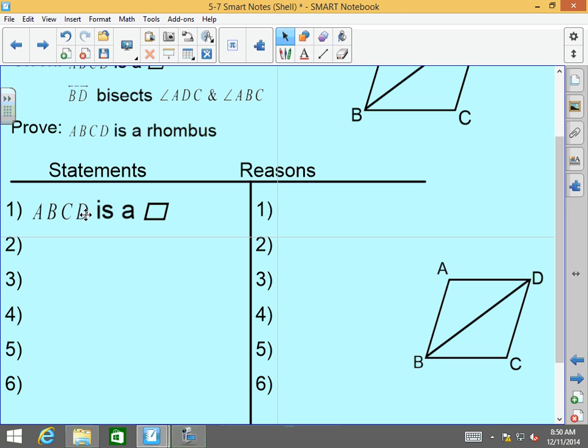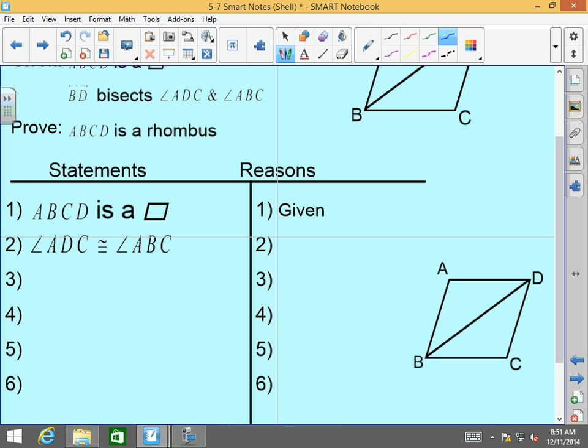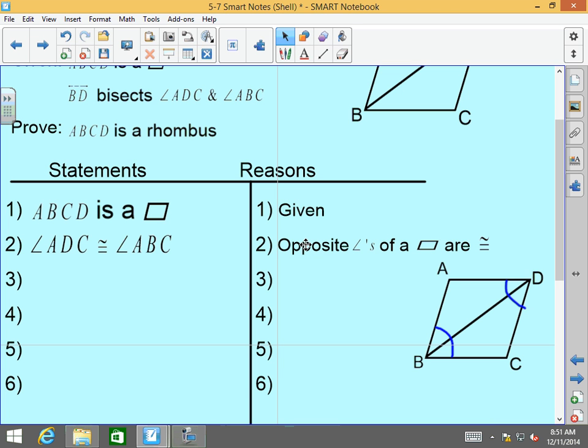So, first, ABCD is a parallelogram. That's given. So right off the bat, if it's a parallelogram, we know opposite sides are parallel, opposite sides are congruent, diagonals bisect each other, opposite angles are congruent. Okay, we know all of that. Number two, since it is a parallelogram, I know for sure that angle ADC is congruent to angle ABC because of definition of parallelogram. If opposite angles of a parallelogram are congruent, you could put definition of parallelogram.